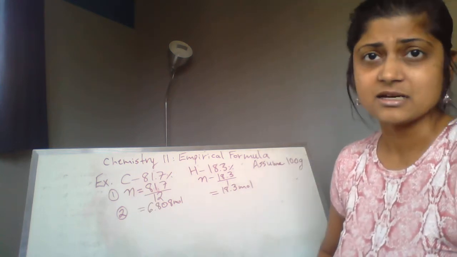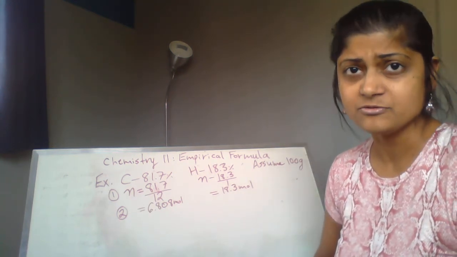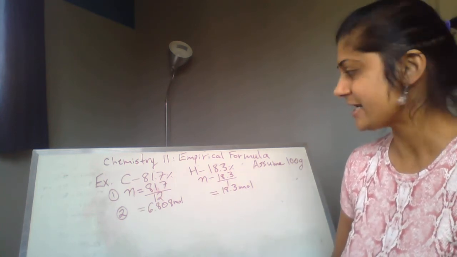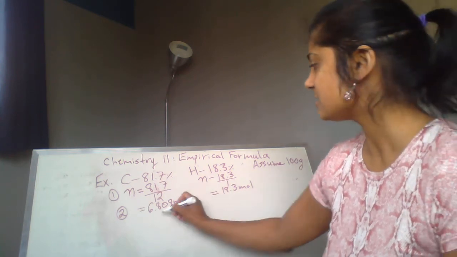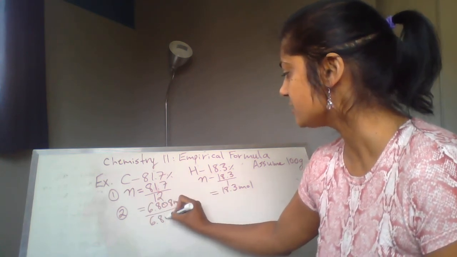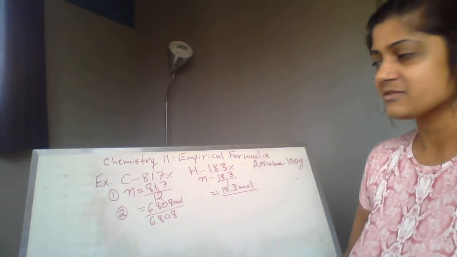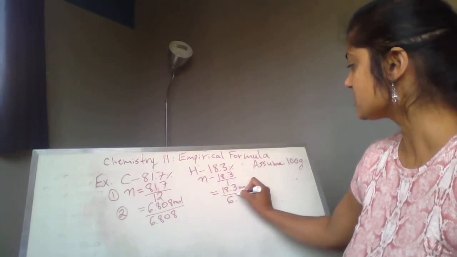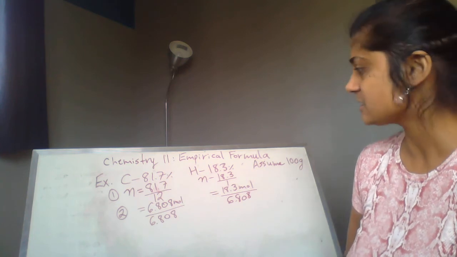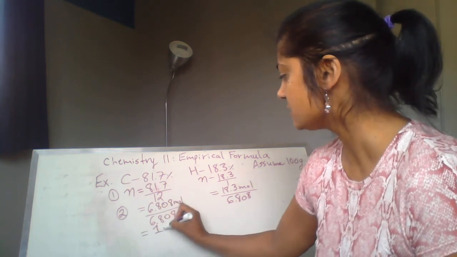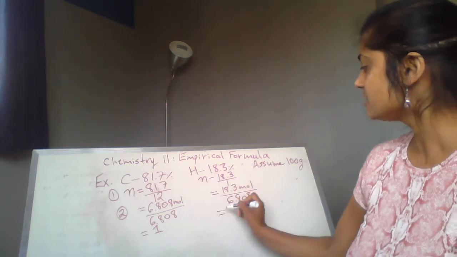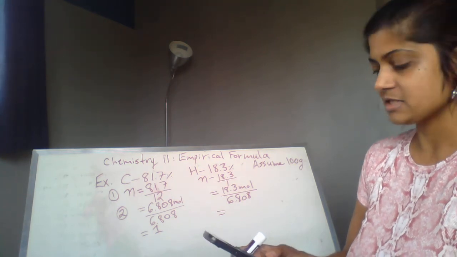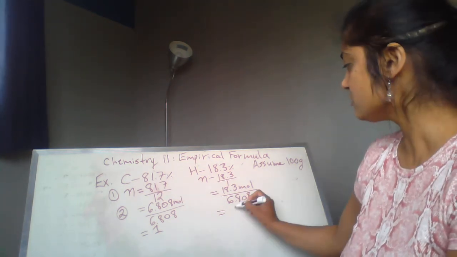In the second step, again, I'm looking at both of the moles that I have. I'm going to divide by the smallest number of moles. I have 6.808 and 18.3. So I can see that 6.808 is my lower number. I'm going to divide the moles of carbon by that number, and I'm also going to divide the moles of hydrogen by the same number. So this is just equal to 1. On the other side, I'm going to do 18.3 divided by 6.808, and I'm going to write down the number I'm getting here.